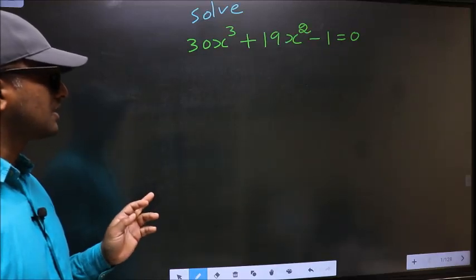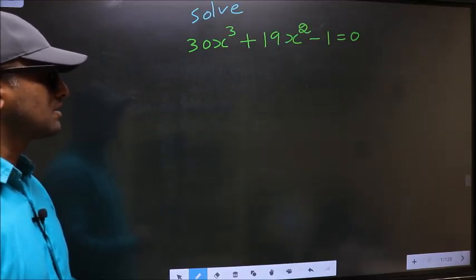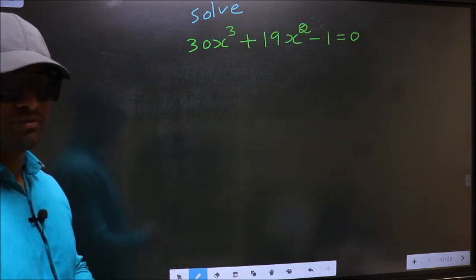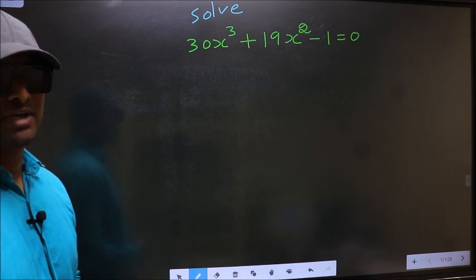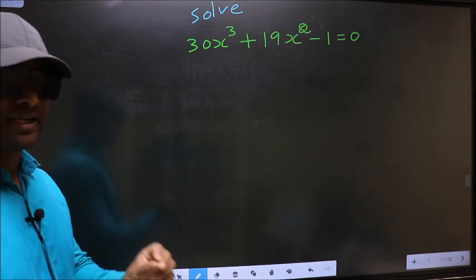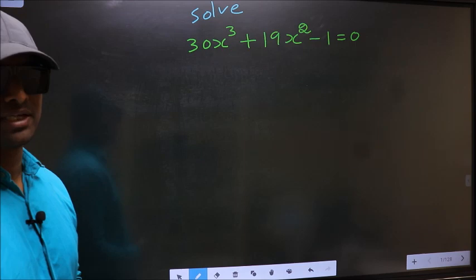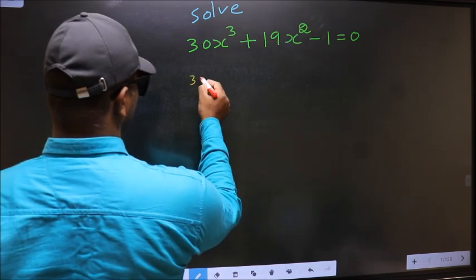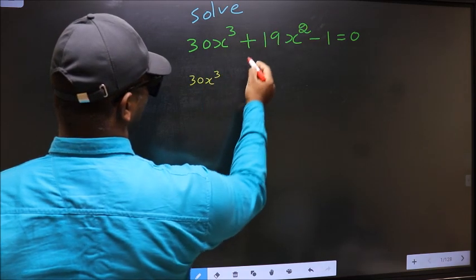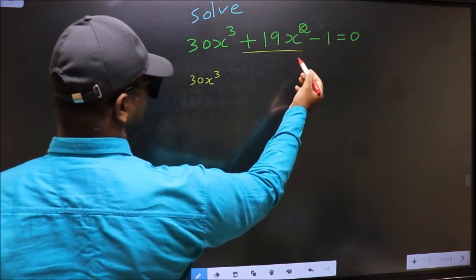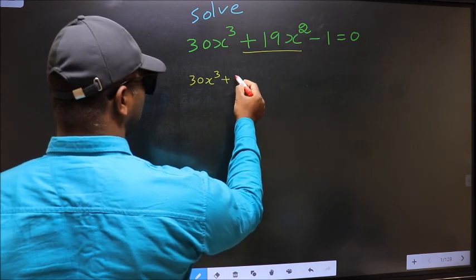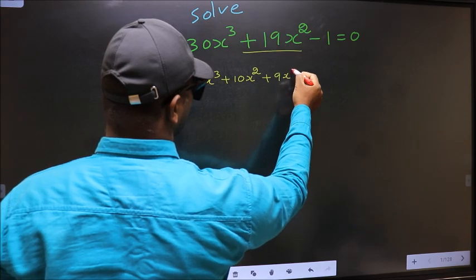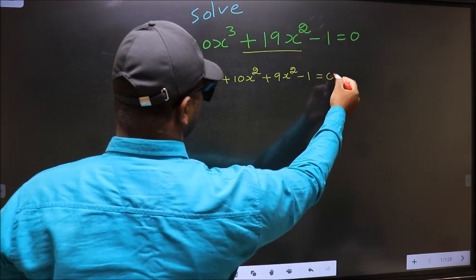Solve 30x³ + 19x² − 1 = 0. Here they told us to solve, which means we should find the values of x. For that, we have to change the x² term. What I mean is, see, 30x³, in place of +19x², now I write +10x² + 9x² − 1 = 0.